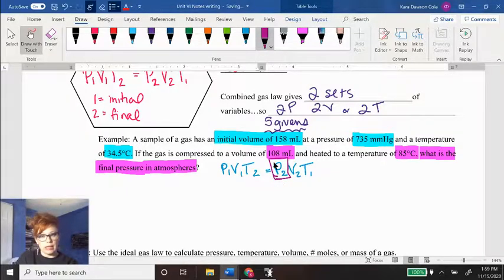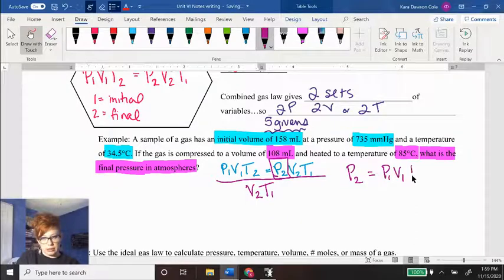Now, when I box it in, it's not going to move. But I'm going to have to divide by V2 and T1 to get rid of those two on this side. And then whatever I do to this side of the equation, I have to do to the other side of the equation. So I'm going to divide by V2, T1. And this becomes my formula now. So P2 is equal to P1, V1, T2 over V2, T1.